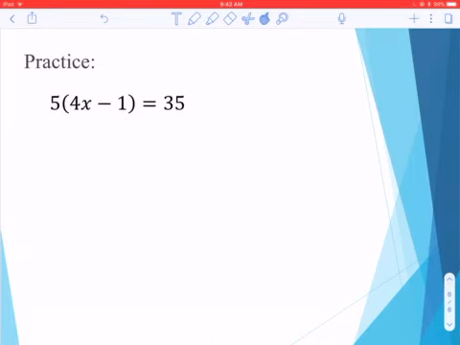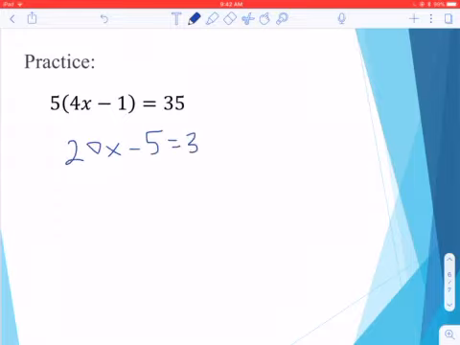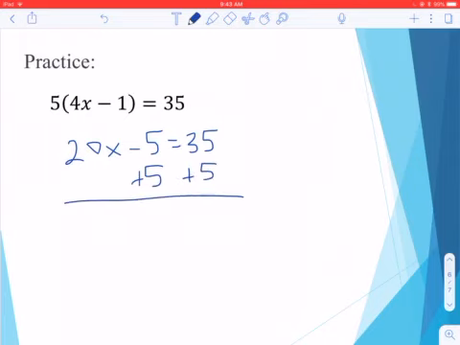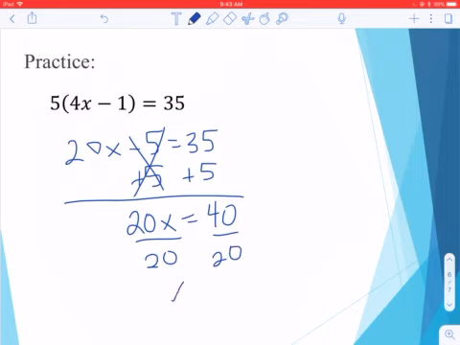Last practice problem. So go ahead and solve this. So we have 20x minus 5 is equal to 35. So 2-step problem. We're going to add 5 to both sides of the equation. Minus 5 plus 5 cancel out. 20x will equal 40. Divide both sides by 20. X will equal 2.